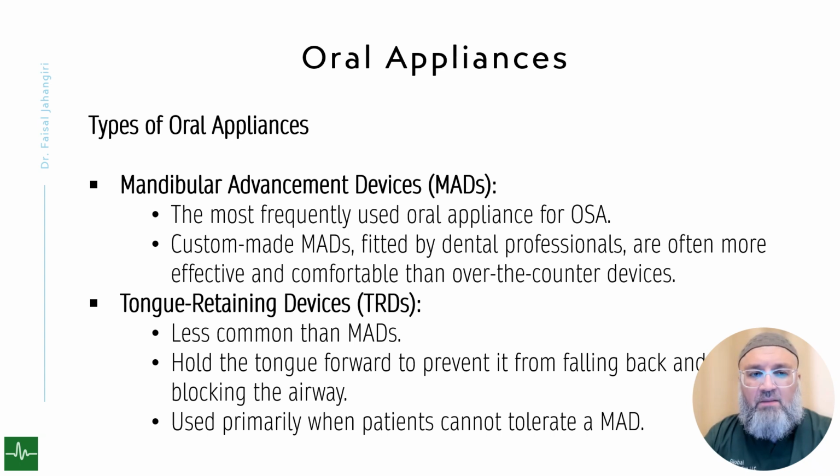Of the different types of oral appliances, the mandibular advancement device is the most frequently used for OSA. Custom-made MADs fitted by a dental professional are often more effective and comfortable than over-the-counter ones. If you go and buy over-the-counter, they may not fit, so the custom-made are more tailored toward the person. Then there are TRDs, tongue retaining devices. They are less common than MADs, and they hold the tongue forward to prevent it from falling back, which is one of the most common causes of OSA and can result in blocking. These are used primarily when a patient cannot tolerate a MAD, a mandibular advancement device.